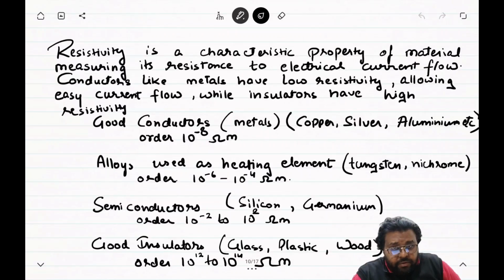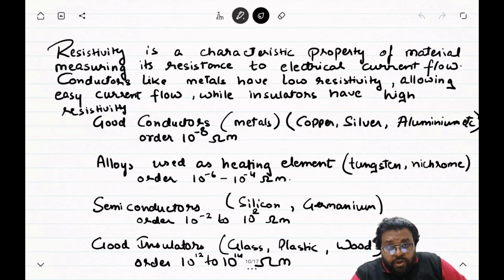Talking about resistivity now, it is a characteristic property of a material, measuring its resistance. That means how much electric current will flow through a conductor. Like in metals, it flows more. Like in insulators, it flows very less to none. And that characteristic property is provided by resistivity. Insulators have high resistivity, that means they offer good resistance, and metals have low resistivity, that means they offer less resistance.